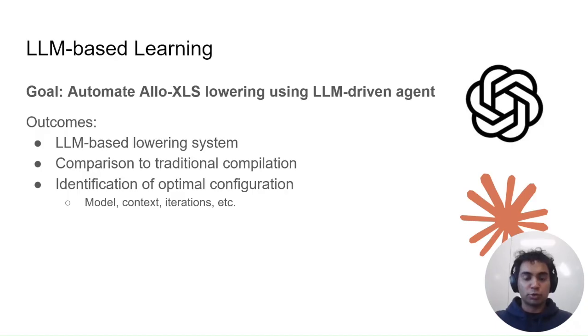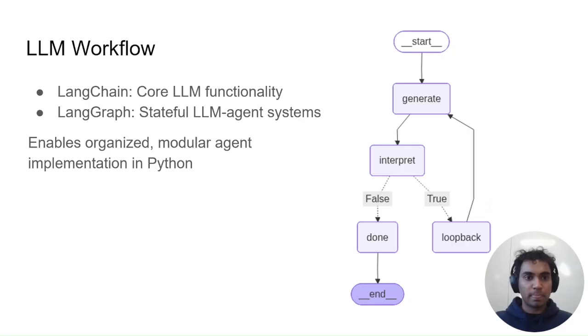Varied parameters include the model, the context provided, and the number of iterations for refinement. We focused on GPT models from OpenAI and Claude models from Anthropic. Our code rests on LangGraph and LangChain, two open source frameworks for building LLM applications. LangChain is a general purpose framework providing modular components for building AI applications, while LangGraph extends LangChain to enable stateful agents using graph-based architectures. Together, these frameworks allow us to develop a modular, organized agentic system.